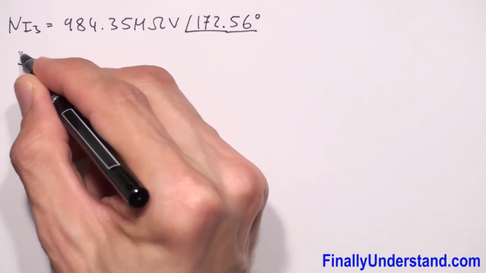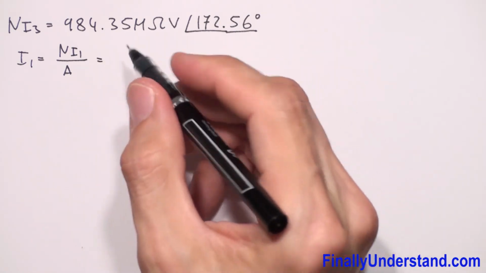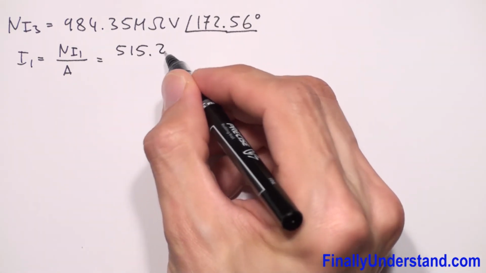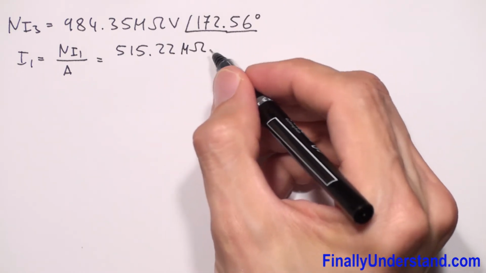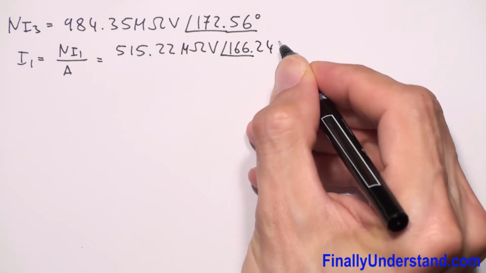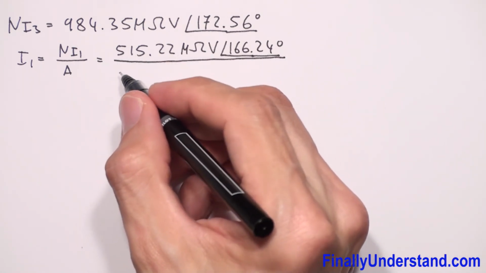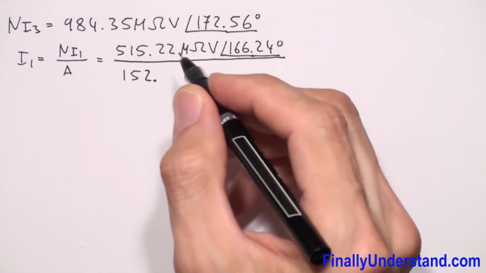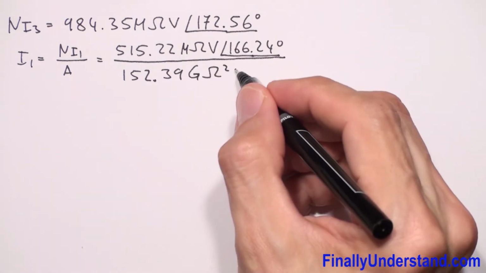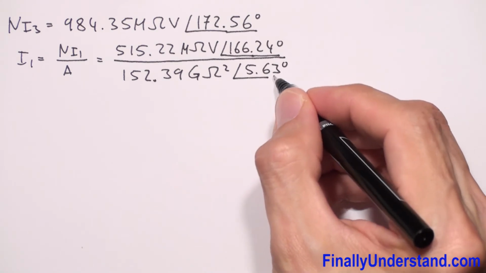I1 is equal NI1 over delta. So NI1 we found is equal 515.22 mega ohm volt and angle of 166.24 degrees over delta, which is equal 152.39 giga ohms square and angle of 5.63 degrees. Okay, we found these values.